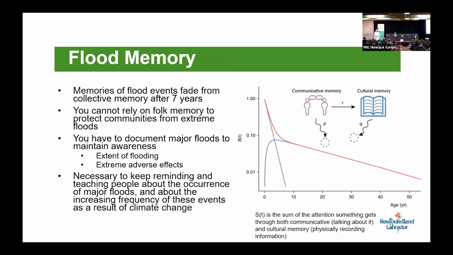This is an interesting graph showing that the memory of floods fades from the community after a period of about 7 years. That's what some researchers have found. Communicative memory is what people talk about, and after 7 years they stop talking about the flood that happened way back. So you can't rely on that folk memory to protect your communities from extreme flooding. You have to document those flood events, the extent of the land that was flooded, and the damage it caused. You have to keep that fresh in mind because it's going to happen again. There's also an increasing frequency of these flood events as a result of climate change, so this is going to keep happening, probably at an increased frequency. You can't forget about the floods that happened in the past.